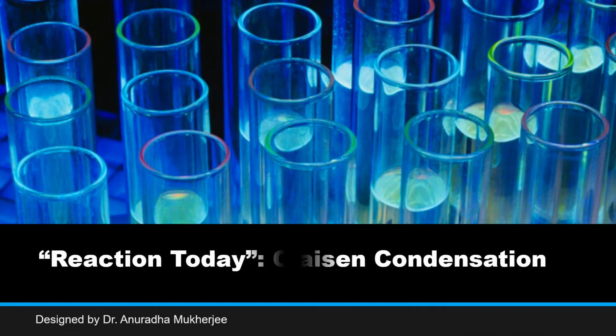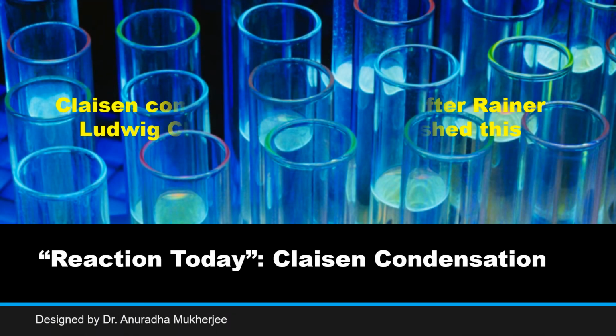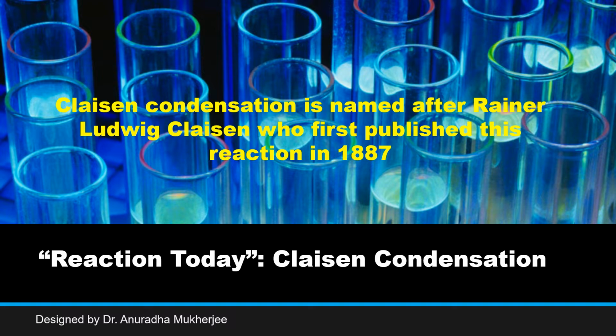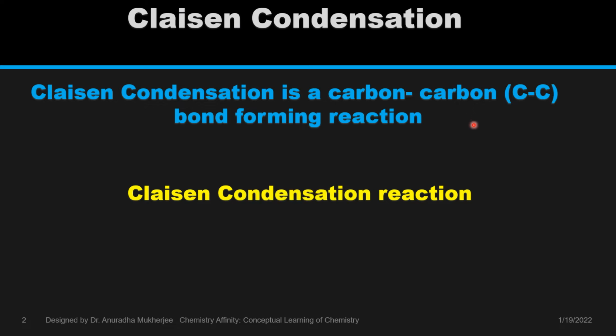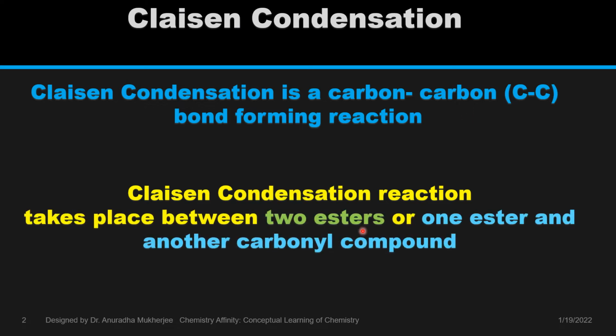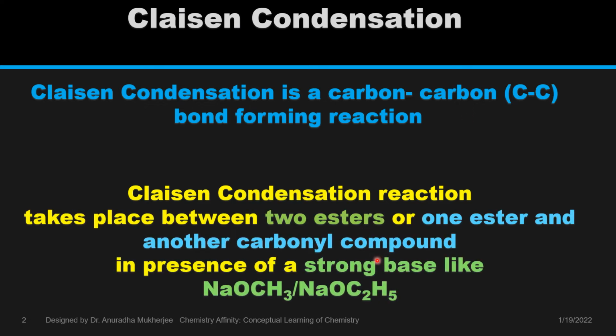Hello students, today we are going to discuss the Claisen condensation reaction in the topic of reactions. Claisen condensation is a type of reaction where a new carbon-carbon bond forms, and this reaction takes place between two esters or one ester and another carbonyl compound in presence of a strong base like sodium methoxide or sodium ethoxide.